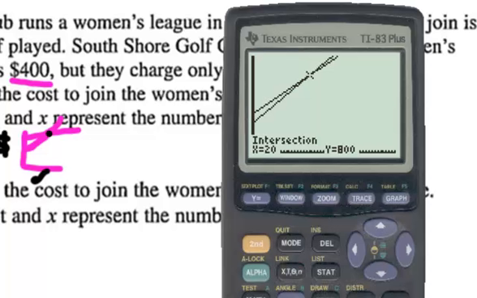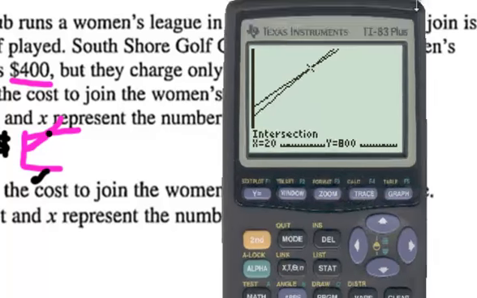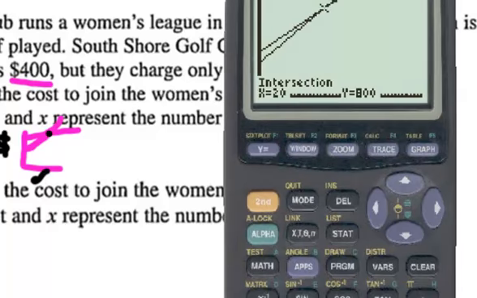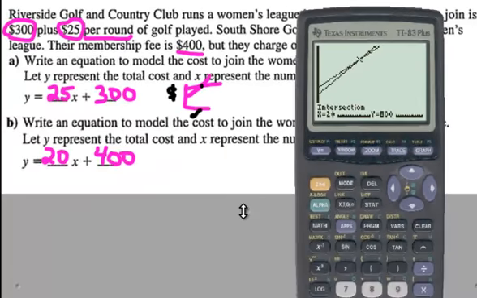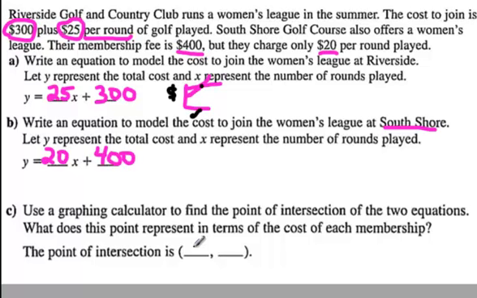And there is the spot. Although it's hard to see, it's pointing right here. On a real graphing calculator, or on a graphing calculator that's bigger, you'd be able to see it better. But the important part here is the x is 20 and the y is 800. Let's write that down. The x is 20. This is where the point of intersection is. And the y is 800.